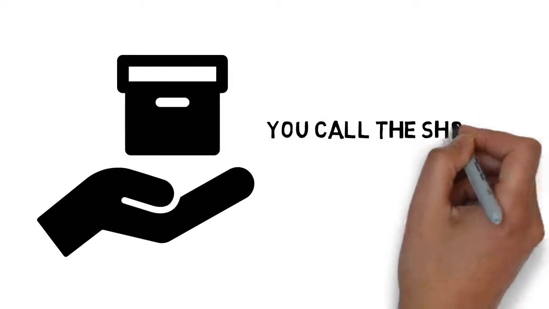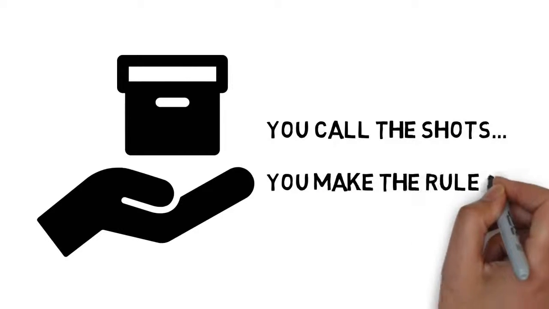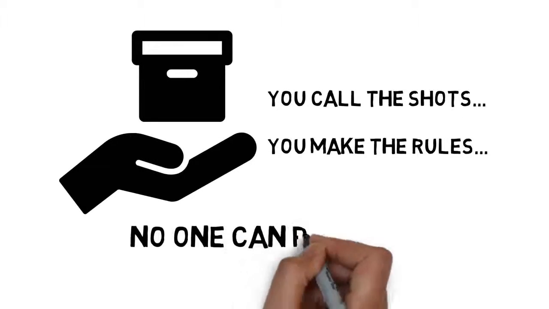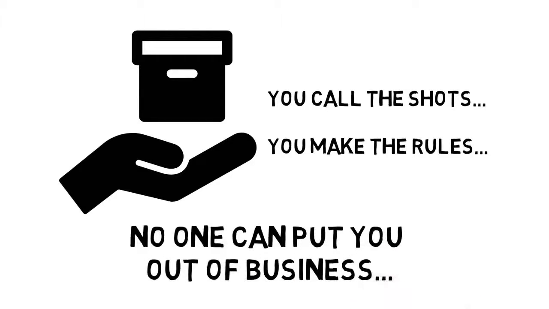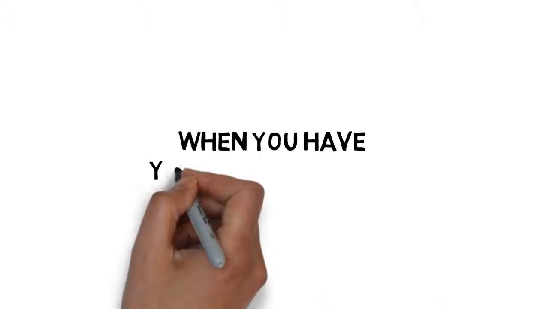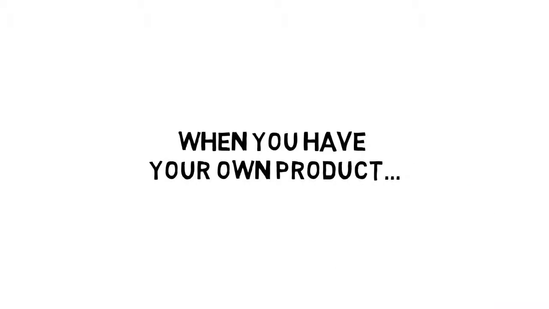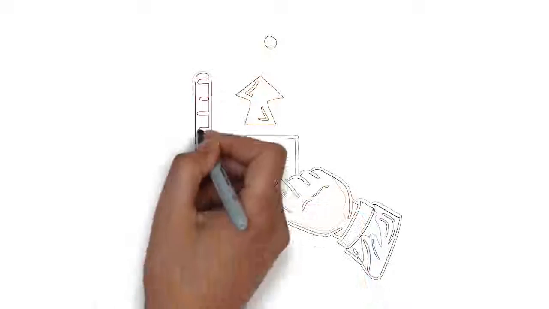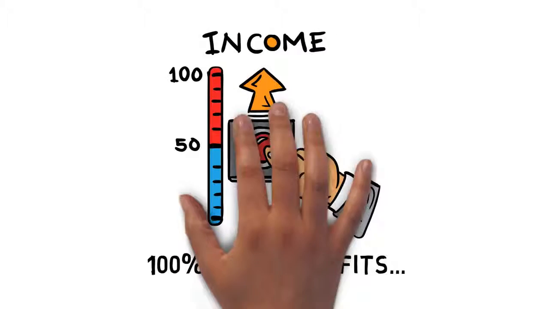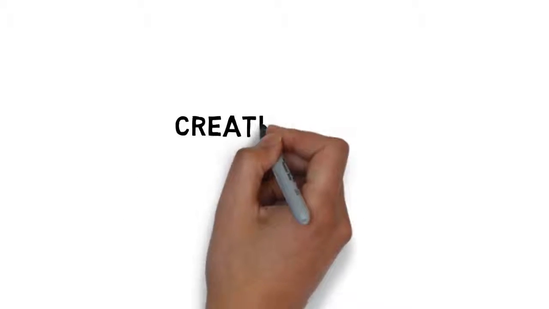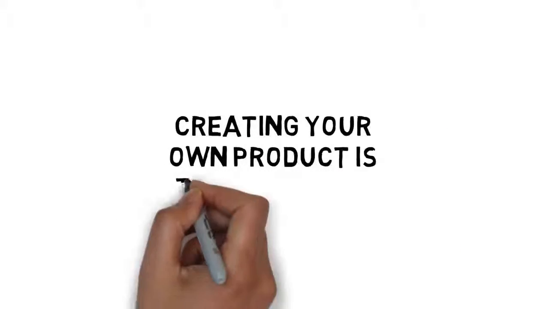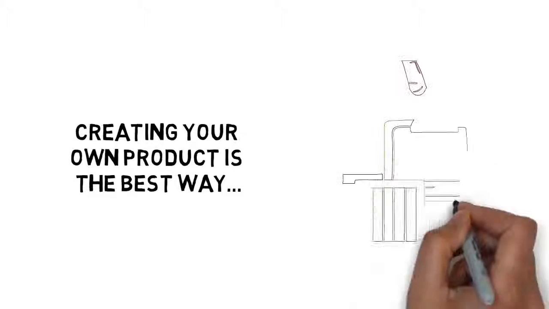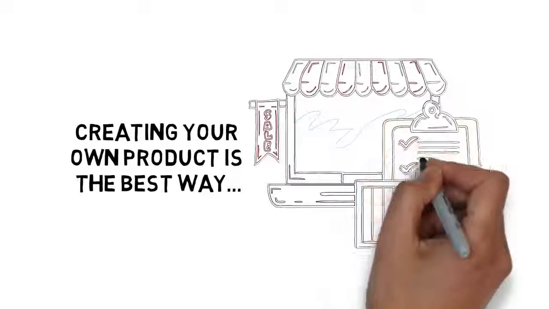One of the core principles to building a long-term six-figure business is having control. When you're selling your own product, you call the shots. You make the rules. And no one can put you out of business. Not to mention, when you have your own product, you can make a lot more money. That's because you keep 100% of the profits. There's really no question that creating your own product is the best way to build a stable online business.